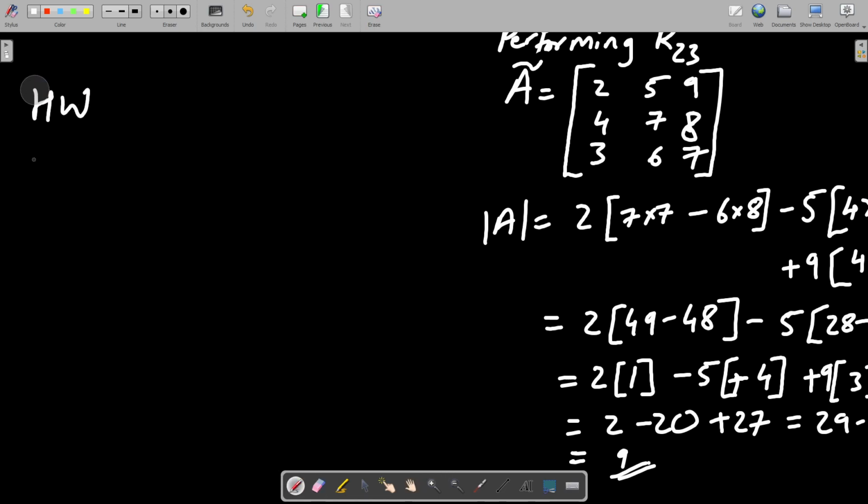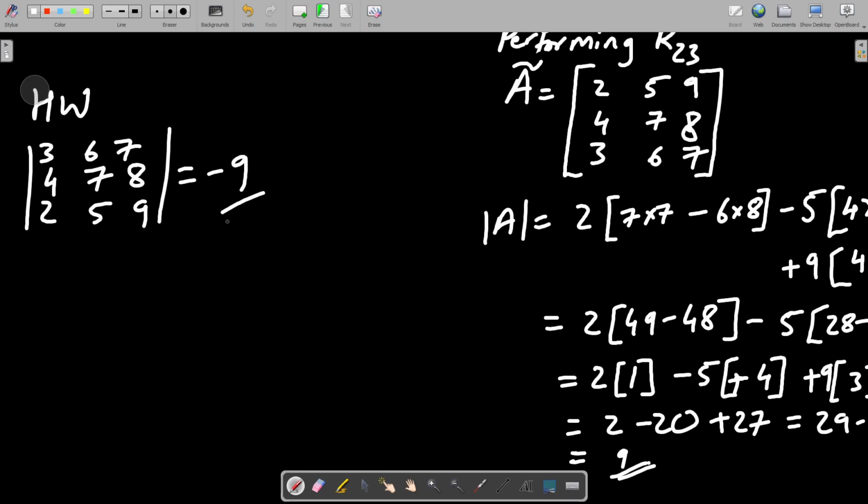For homework, I want you all to show me that I'm interchanging the first and third row. So 4, 7, 8, I'll keep as it is. 3, 6, 7, 2, 5, 9. Show that this answer will become minus 9. Show that this determinant over here will become minus 9.